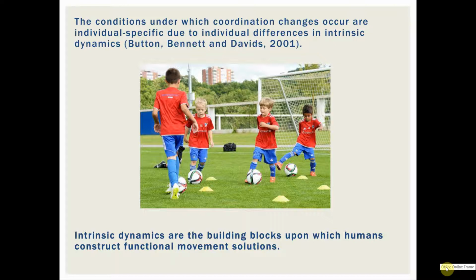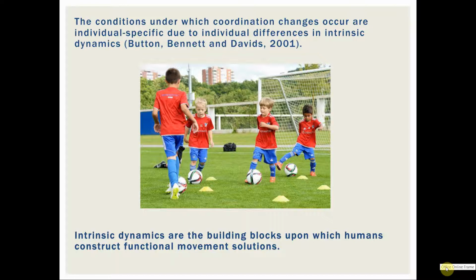Let's say in this particular example, if one of these children is very gifted from a coordination perspective, then they are most likely going to use that advanced coordination to find other functional movement solutions than someone who might be more gifted in speed, right? So someone who's got intrinsic dynamics or who's faster is going to dribble in a different way than someone who's not as fast but has better coordination.